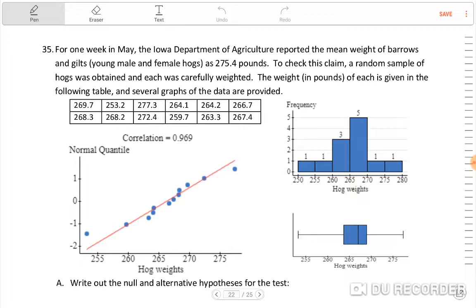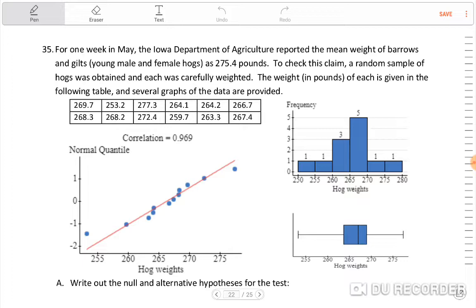The Iowa Department of Agriculture reported the mean weight of barrows and gilts, young male and female hogs, as 275.4 pounds. To check this claim, a random sample of hogs was obtained and each was carefully weighted. Weighted? I'm thinking that should be weighed. The weight in pounds of each is given in the following table, and several graphs of the data are provided.